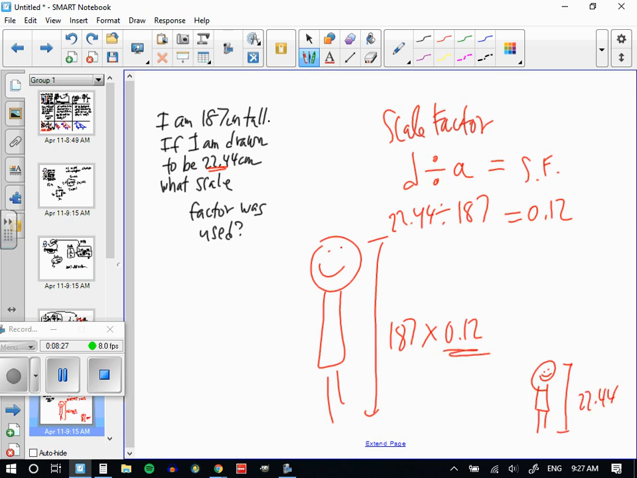So by multiplying an actual thing by a scale factor, you're going to create the enlargement or reduction. And remember, if your scale factor is less than 1, the picture you draw will be a reduction. If the scale factor you multiply your actual by is greater than 1, you will be creating an enlargement in your diagram.